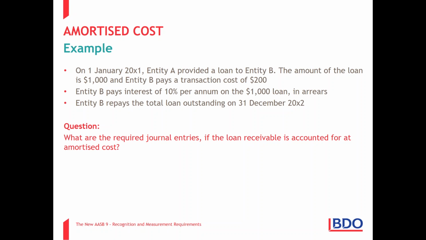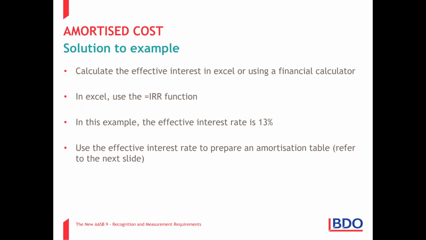Entity B pays interest of 10% per annum on that $1,000 loan in arrears, and entity B repays the total loan outstanding in 2 years' time, 31 December year 2. So in this situation, entity A has a loan receivable. And what are the required journal entries to account for that loan receivable at amortized cost in the records of entity A? So if you look at your solution, it's a bit of a process.